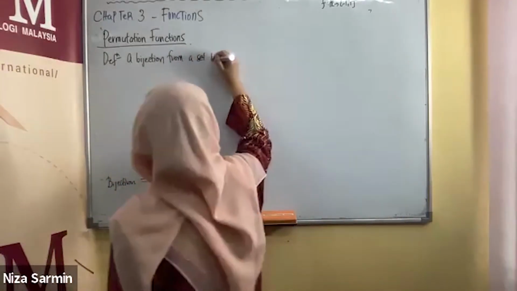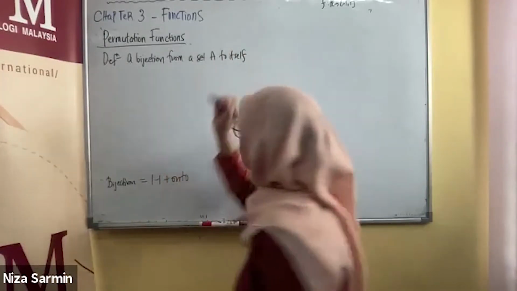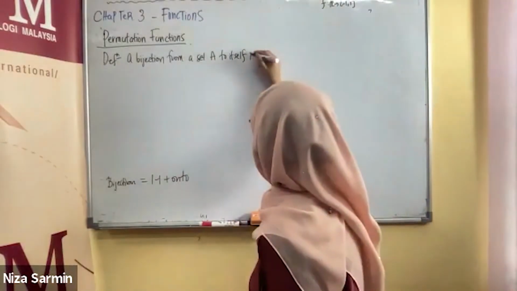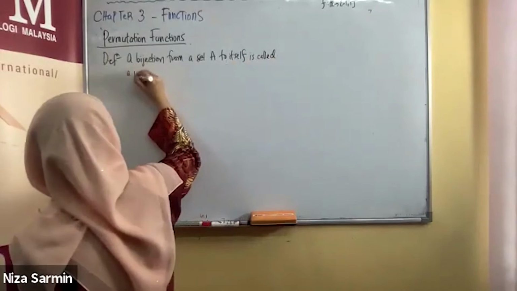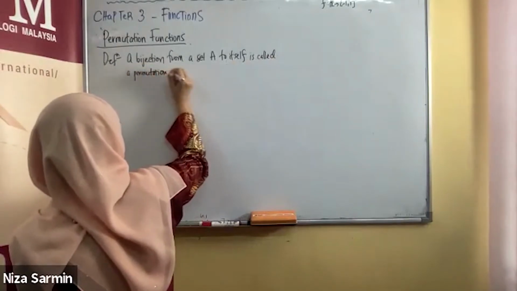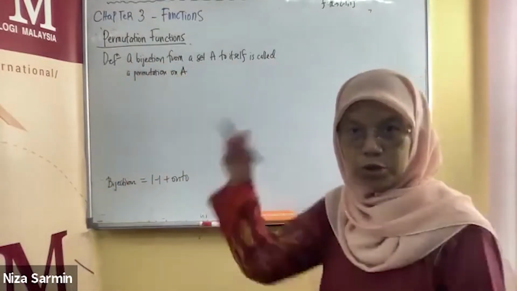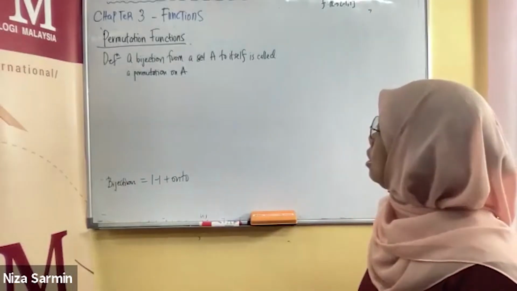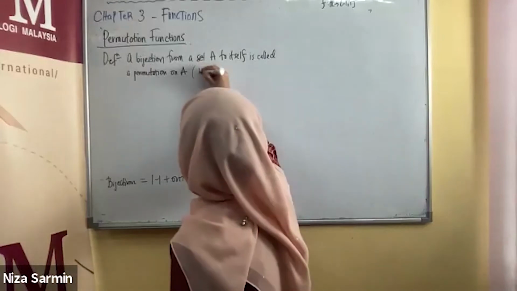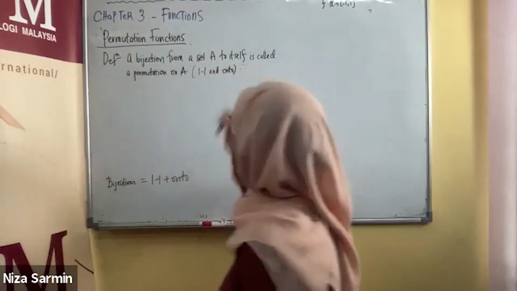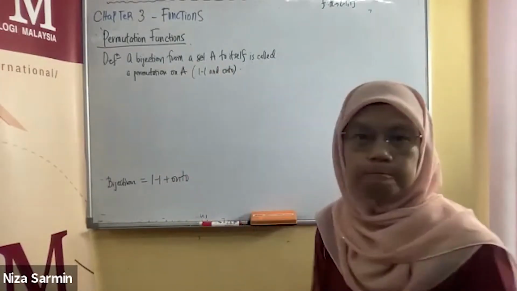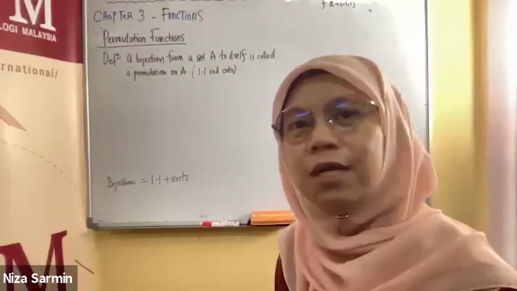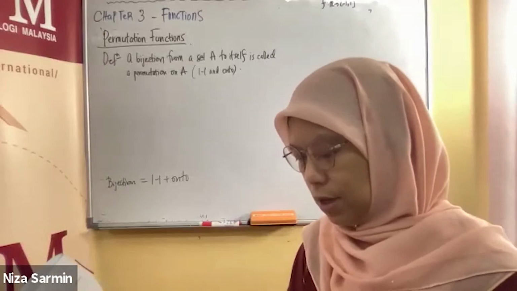from a set A to itself. So you cannot have like from X to Y. It has to be from X to X or from A to A. Okay? It's called a permutation on A. A permutation on the set. Okay, so this means one-to-one and onto. All right, so a permutation is if X is equal to Y or A is equal to B, and it's also a bijection.